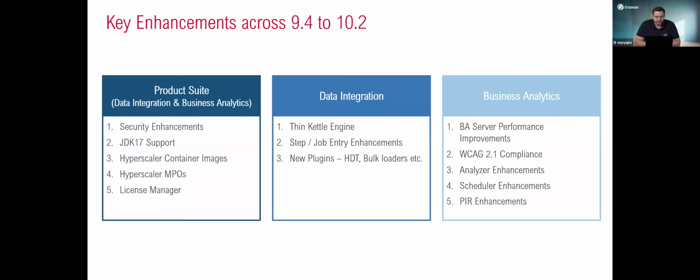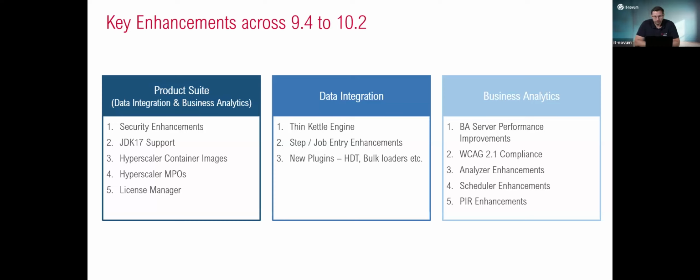What has changed with data integration? The Kettle engine has been improved and it's now faster. This means that the waiting time when starting has been shortened, and the memory consumption has also been reduced. Of course, every new version brings improvements to steps and jobs, as well as new plugins such as various bulk loaders and other interface enhancements. There have also been changes in the interface.